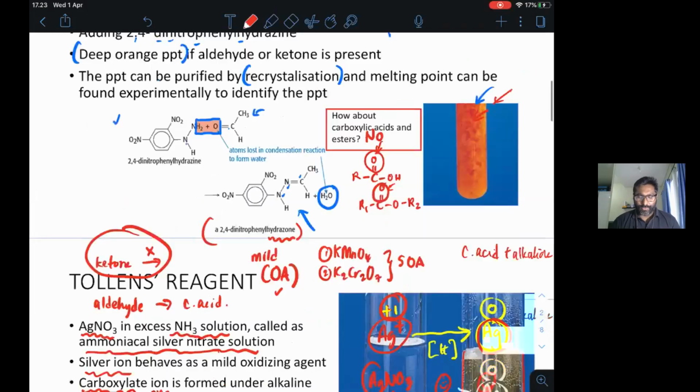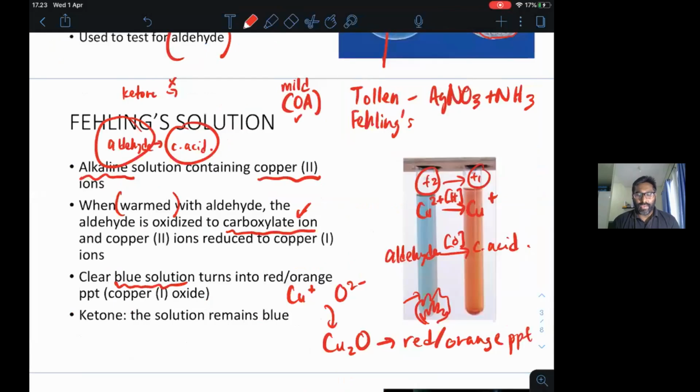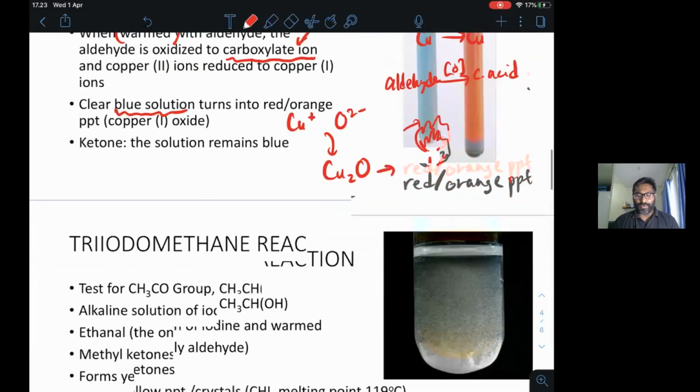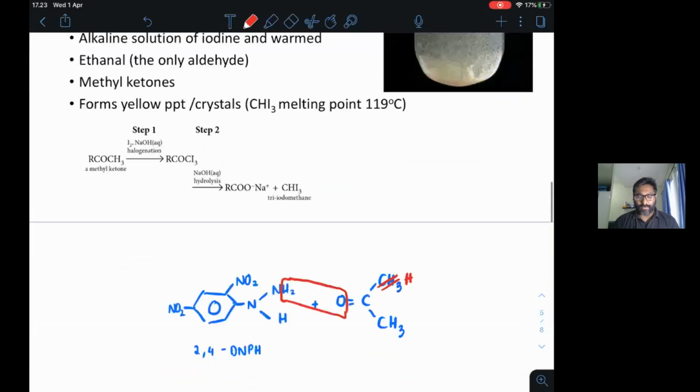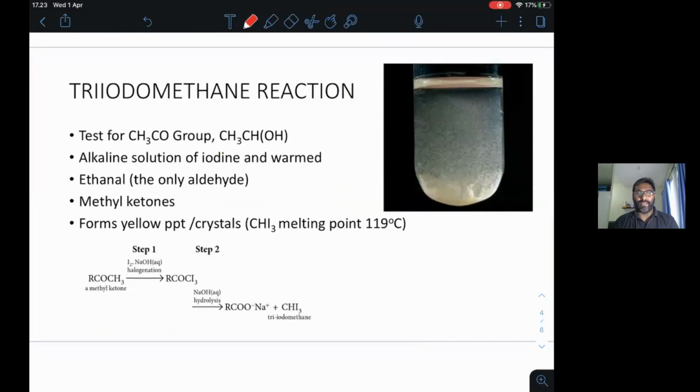So I've covered with you 3 reactions, and these 3 reactions are very important. But there is one more reaction that I need to cover with you guys also. Now, the last reaction that I need to cover is called triiodomethane. Tri means 3, then iodo contains 3 iodine, methane.